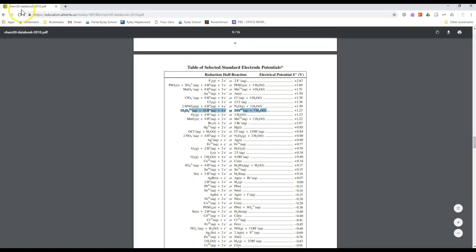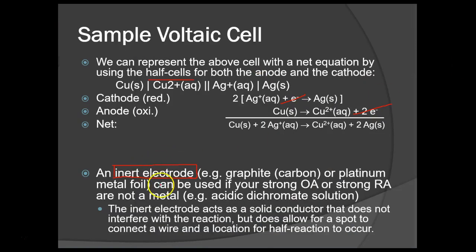In those kinds of situations, we can use an inert electrode, something like graphite, pure carbon, or platinum, which are inherently unreactive. We can use them if our strong oxidizing agent or strong reducing agent is not a metal, like an acidic dichromate solution. We would plop that inert electrode into that solution so that it can behave like the strongest oxidizing or strongest reducing agent.